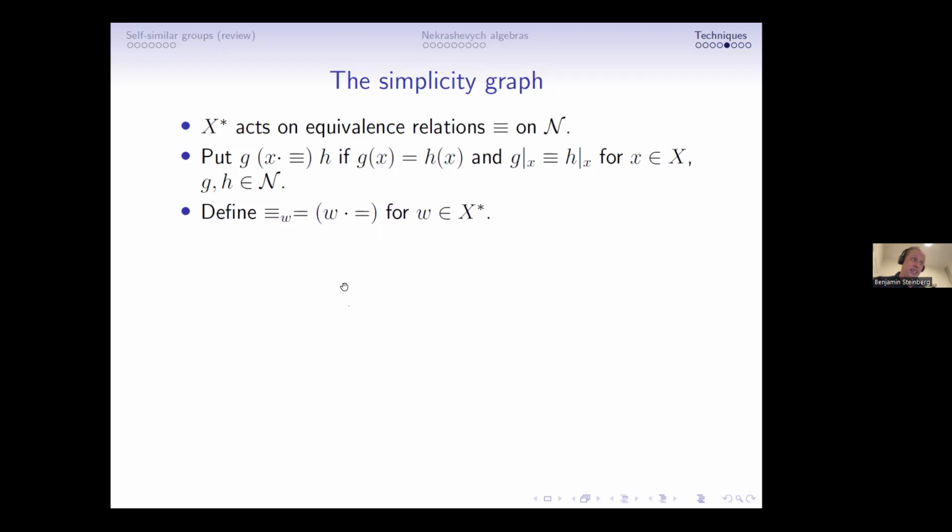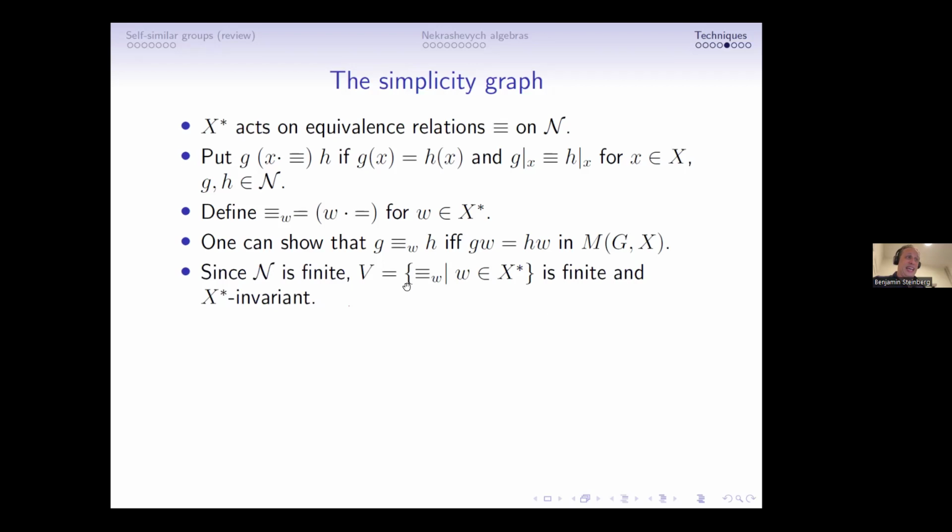And then we define for each word w the result of having w act on the equality relation. So equality is an equivalence. In other words, what this means is that G and H should agree on w, and their sections at w should be literally equal, which is what it boils down to. And since the nucleus is finite, there are only finitely many equivalence relations of this type, and this is an X-star invariant set.